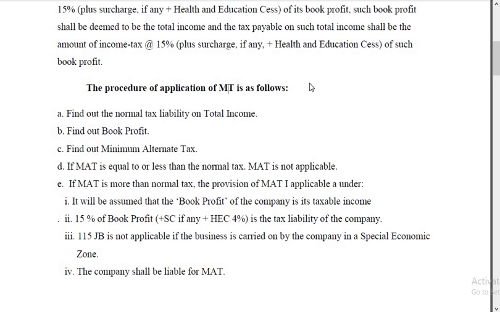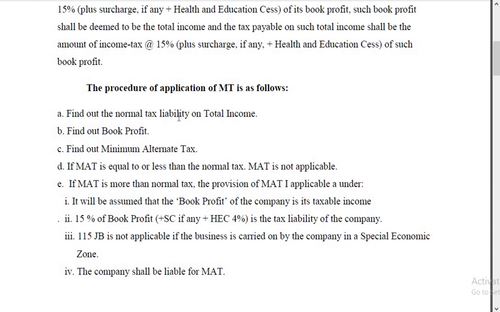And surcharge is applicable if the total income exceeds 1 crore, and the rate is, in the case of domestic companies, 7%, and in the case of foreign companies, 2%. And if the total income exceeds 10 crore, then the rate is 12% in the case of domestic companies and 5% in the case of foreign companies.